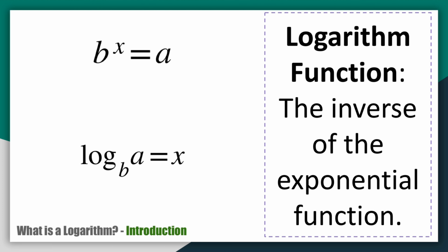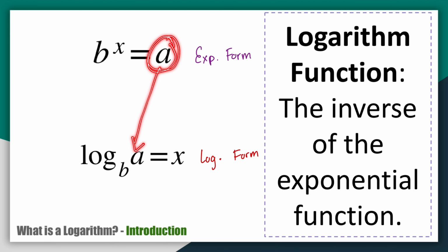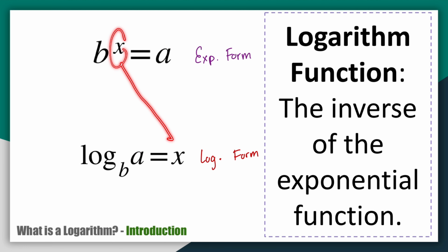Okay, so this top one we have here, b to the power of x is equal to a, is our exponential form. Okay, this bottom one here is our logarithmic form. Now notice that we're using the same variables here. So this base is the base number, but it's also the base number for the log. Now the a is in a different place. This a is for our answer. The a is here now. Okay, and the x is our answer.